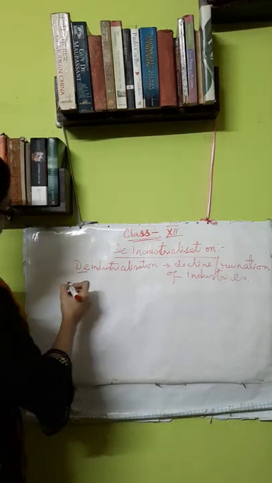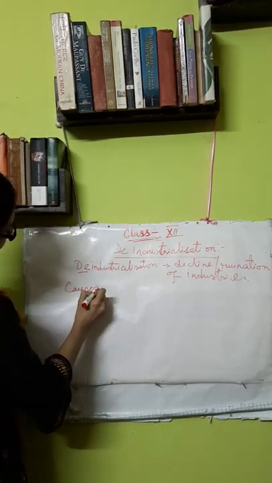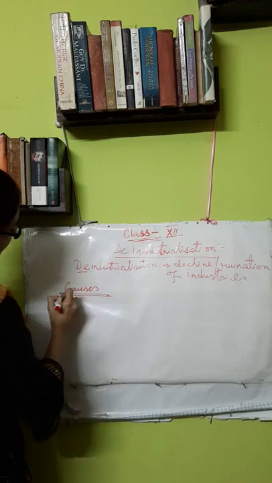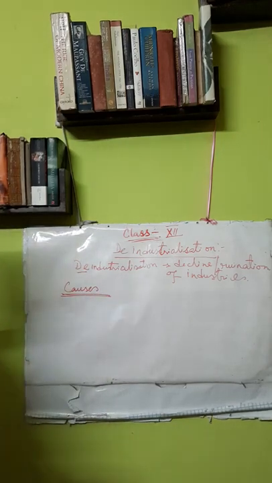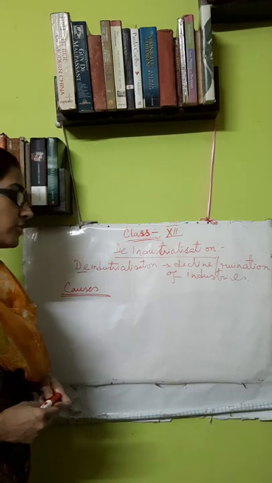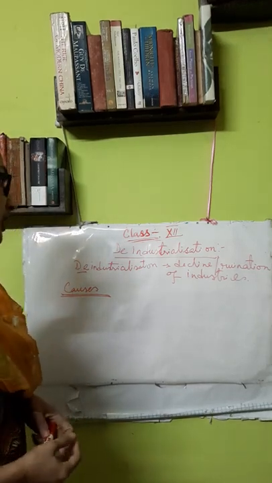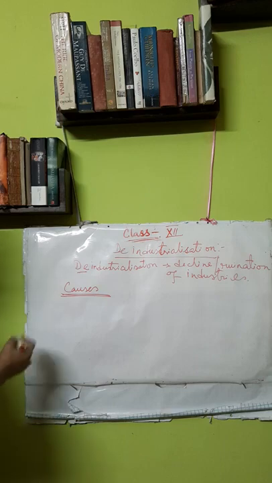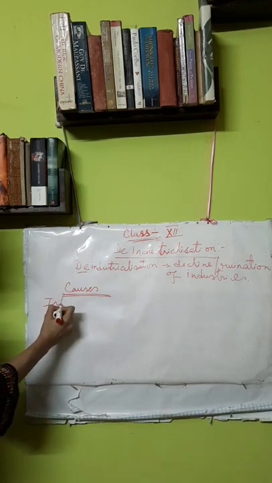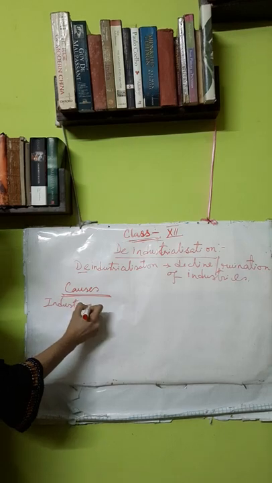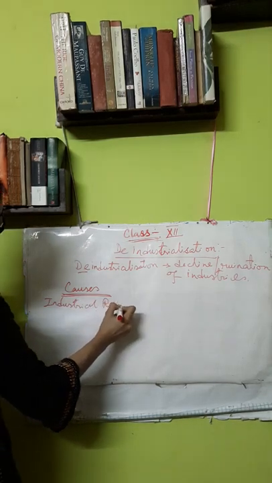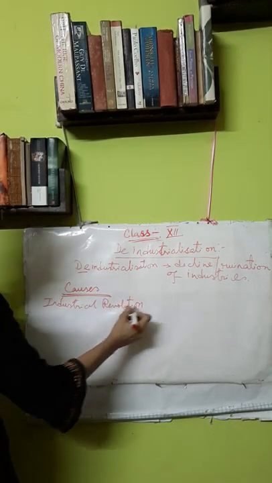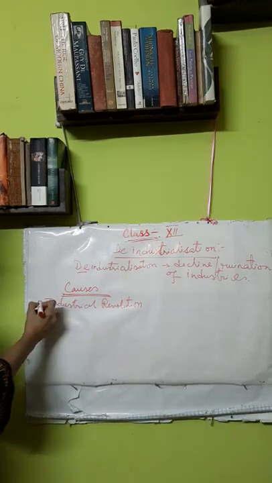Next we'll see the causes or the factors that led to the decline of industries, the causes that led to deindustrialization. First and foremost we have to mention the Industrial Revolution in England. Industrial Revolution in England is the first cause.